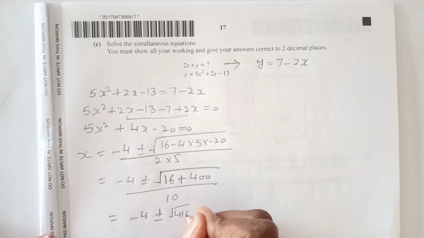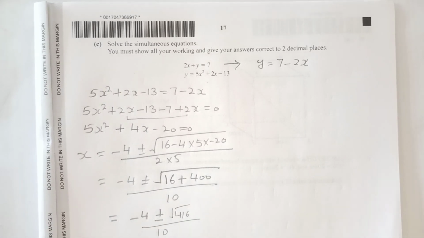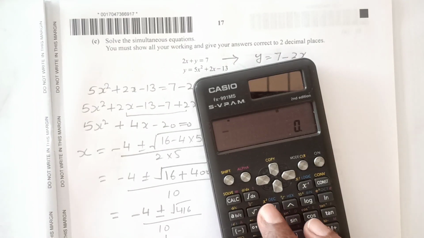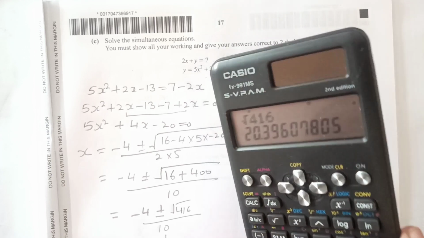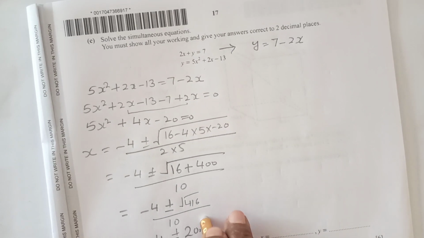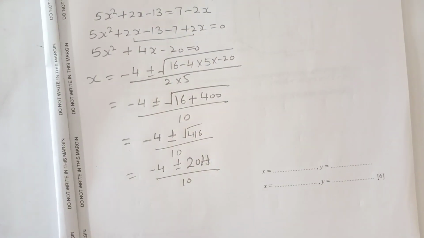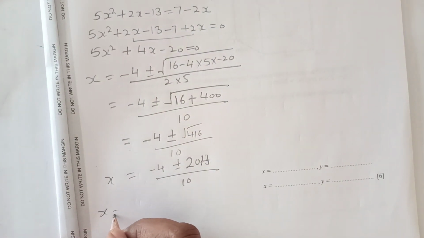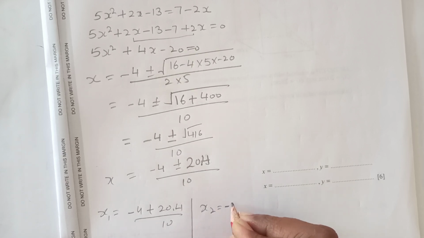Square root. So minus 4 plus minus square root of 416, which is 20.39. So I can take 20.4, right, over 10. Okay, so then x1 is going to be negative 4 plus 20.4 over 10, and x2 is going to be negative 4 minus 20.4 over 2.